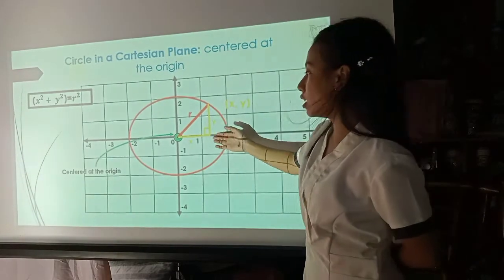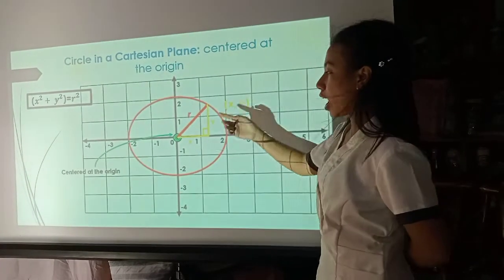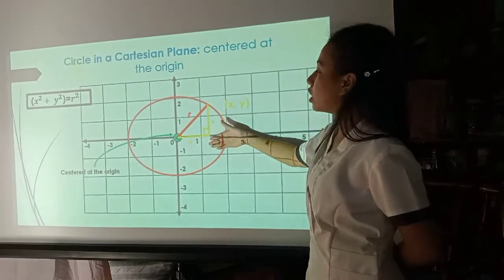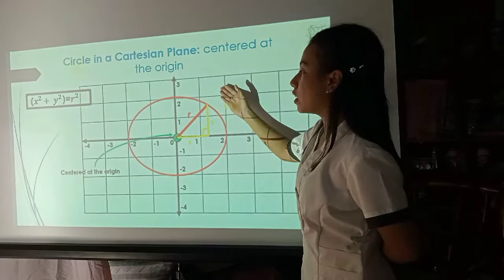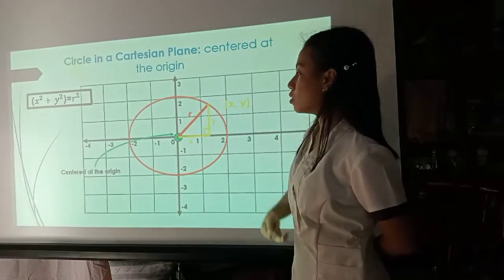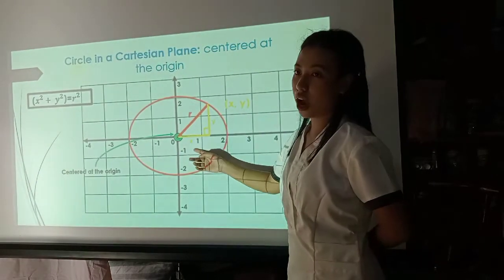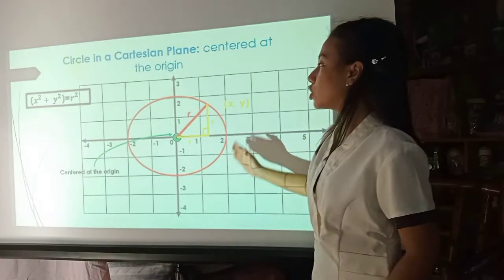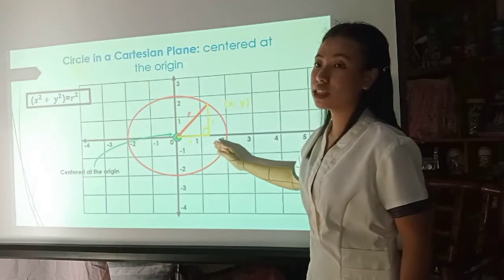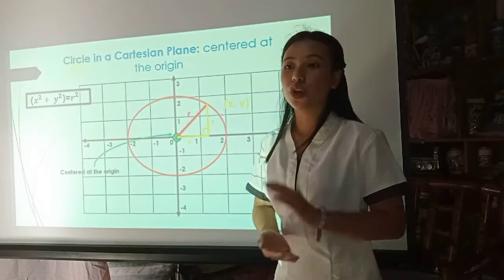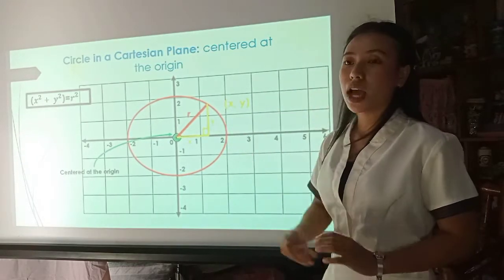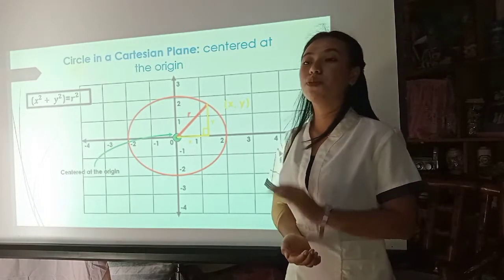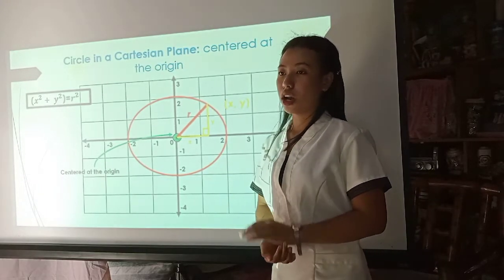And now, suppose that we put a point of x and y here, then we'll make a triangle. Our x, or the horizontal line, is x and the vertical line is y, and this is the distance or the radius, and this is a right triangle. In a right triangle, the relationship between these three sides is equal, so x squared plus y squared must be equal to r squared.